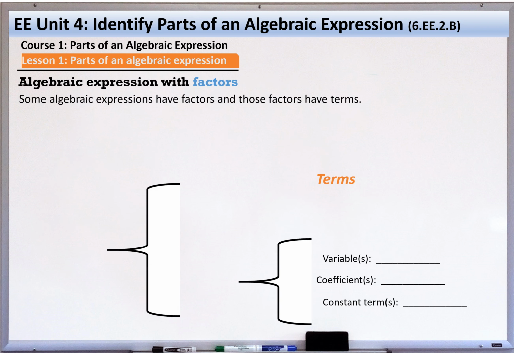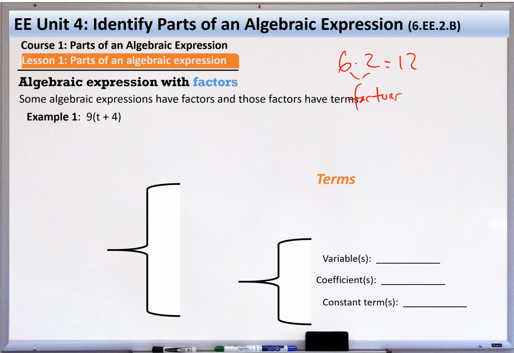Okay, now I want to expand this concept to the idea of factors. Remember that factors are two numbers you multiply by each other to get another number. So 6 times 2 is 12. These are my factors. Well, you have the same idea with expressions. Some algebraic expressions have factors, and inside those factors have terms.